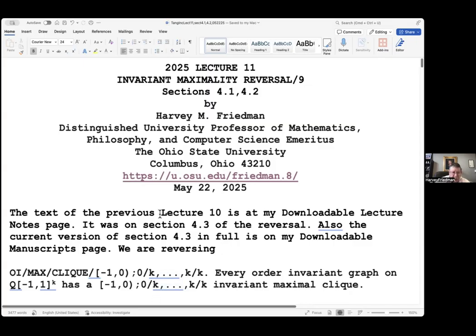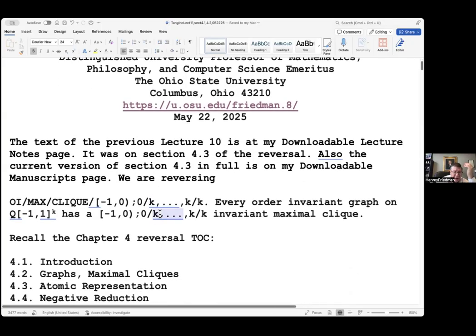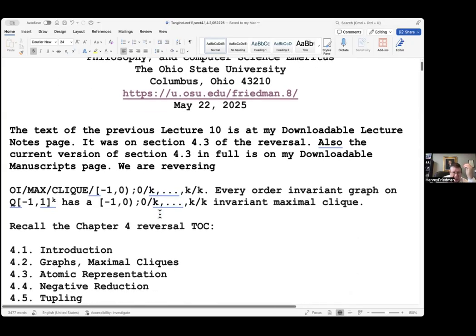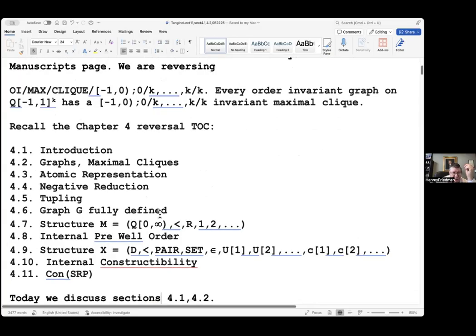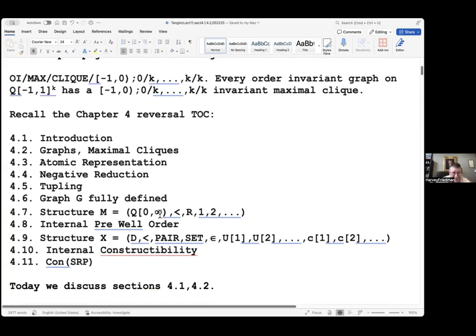Okay, so the text of the previous lecture 10 is at the downloadable lecture notes page, and that was on 4.3, and the official version of section 4.3 in full is on my downloadable manuscript page, or a polished version. And of course, the statement we're reversing has been constant, which is important. Reversing a statement that changes during the reversal is not a good idea. We try to avoid that.